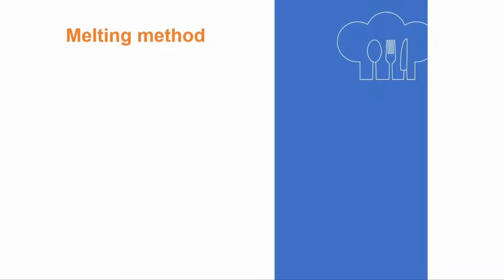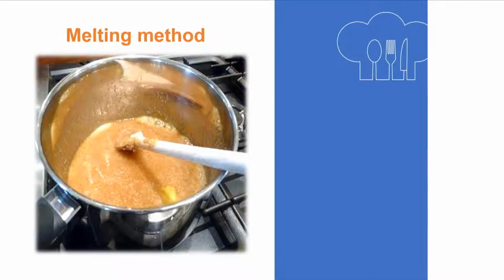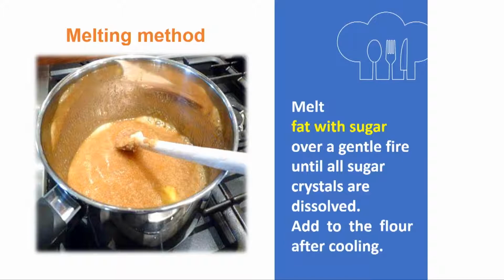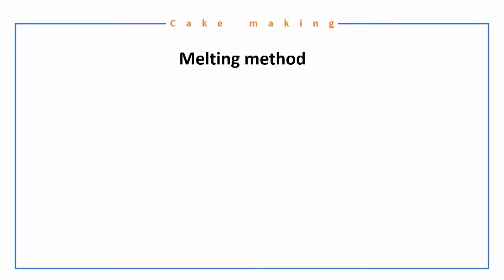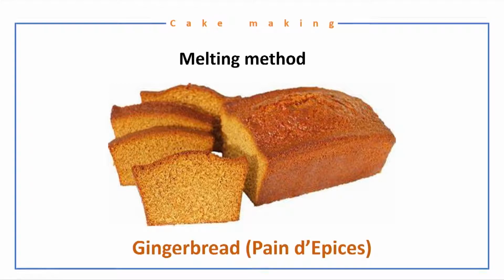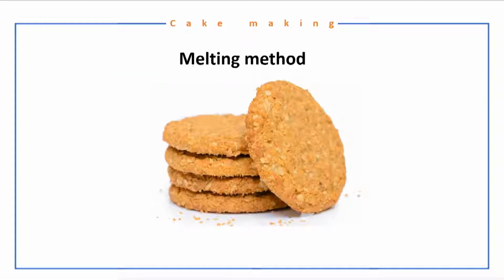The last method of cake making is the melting method. The main technique used is to melt fat with sugar over a gentle fire until all sugar crystals are dissolved. Add to the flour after cooling. An example of a cake made by the melting method is gingerbread, commonly known as pain d'épices. You can also use the melting method to make oat biscuits.